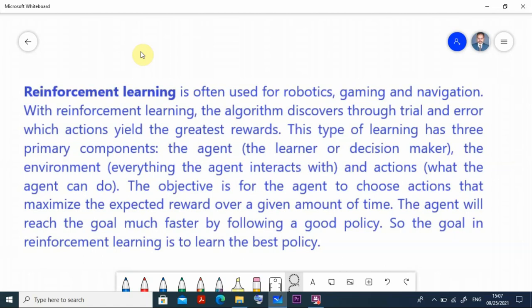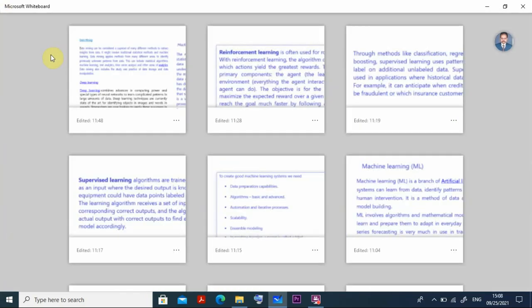And this type of learning has three primary components: the agent, that is the learner or the decision maker; the environment, everything the agent interacts with; and actions, what the agent can do. These are the three things involved in reinforcement learning, right? So the objective is for the agent to choose actions that maximize the expected reward over a given amount of time. This is the objective of the agent. And the agent will reach the goal much faster when we are going for game playing, so this type of algorithm is most suitable. The agent reaches the goal much faster by following a good policy. So the goal in reinforcement learning is to learn the best policy, right? So these are some of the things we come across.